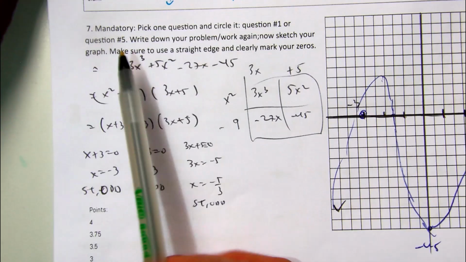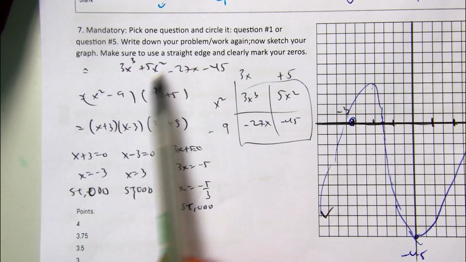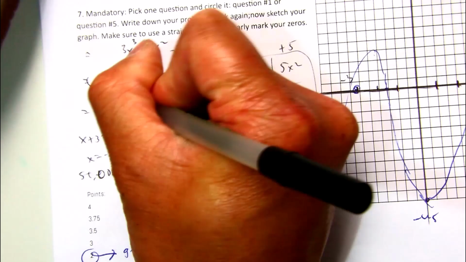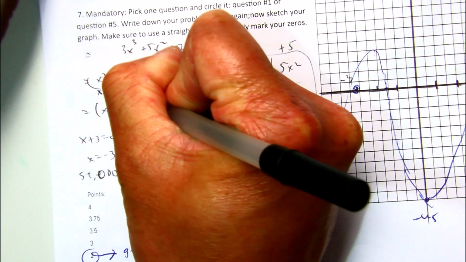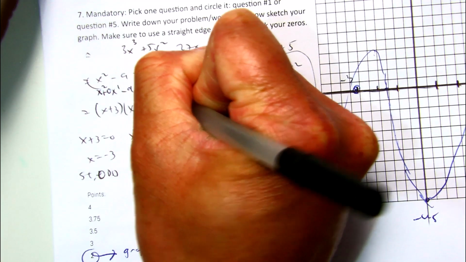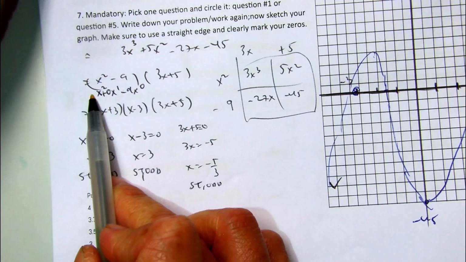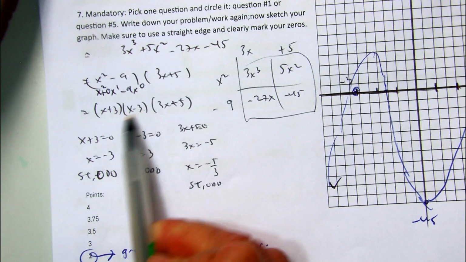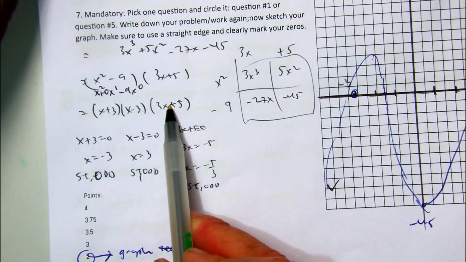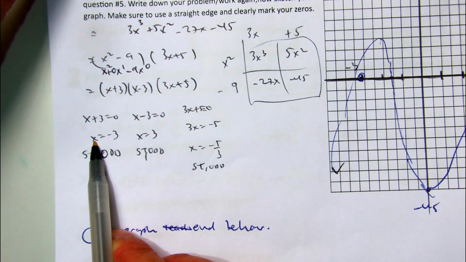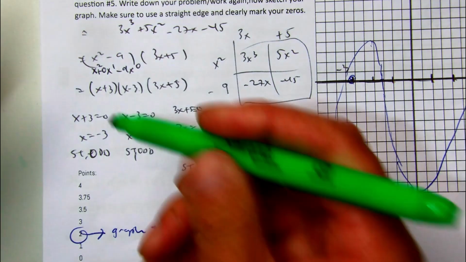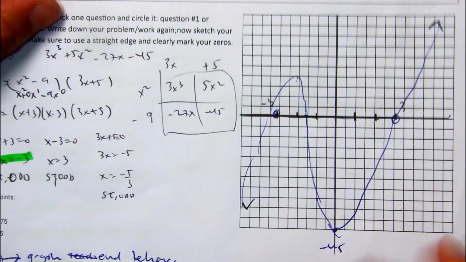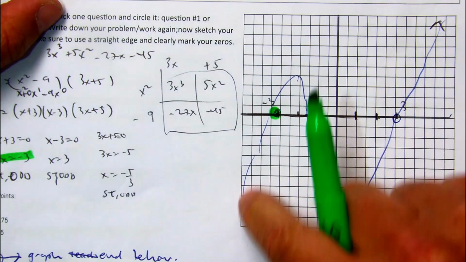Question number 7 says mandatory pick one of the questions. So this is question number 1. I just copied it from the front. Here again, you're going to add a 0x. So your a value is 1, your b value is 0, c value is negative 9. When you put that in, that'll be 3 and negative 3. Set it equal to 0. You get x equals negative 3. So x equals negative 3. This has an odd multiplicity. There's a 1 there. So what that does is here at this point, it's going to shoot through.